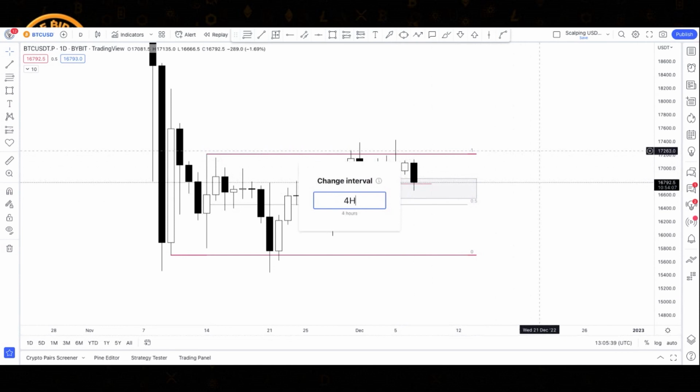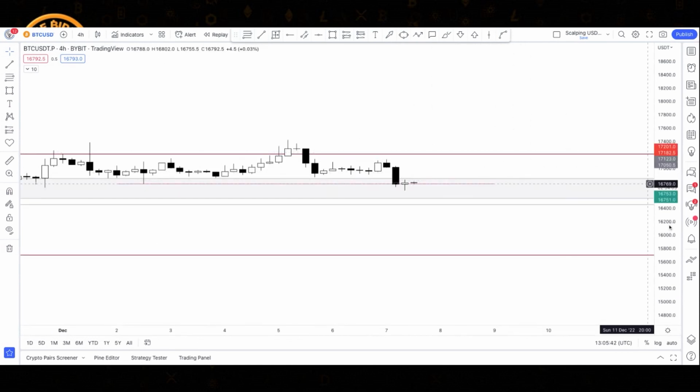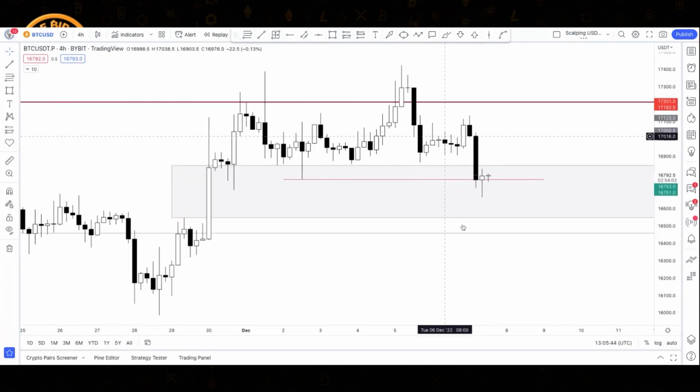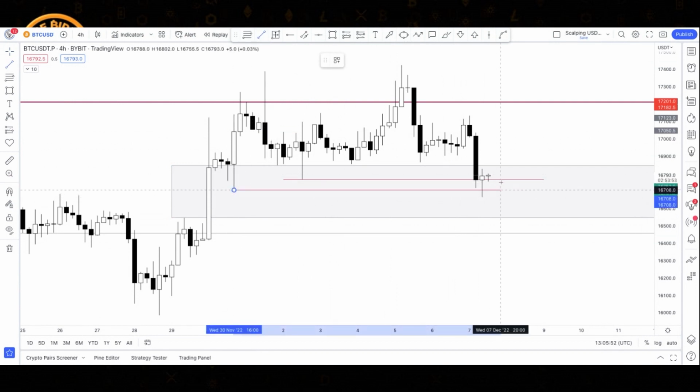If we now pop onto a 4-hour chart, we can see at the moment that this liquidity is being respected here. We've come down into here. We've also taken out this low here, which is important. There would have definitely been some stops below there. So that's now been taken as well.